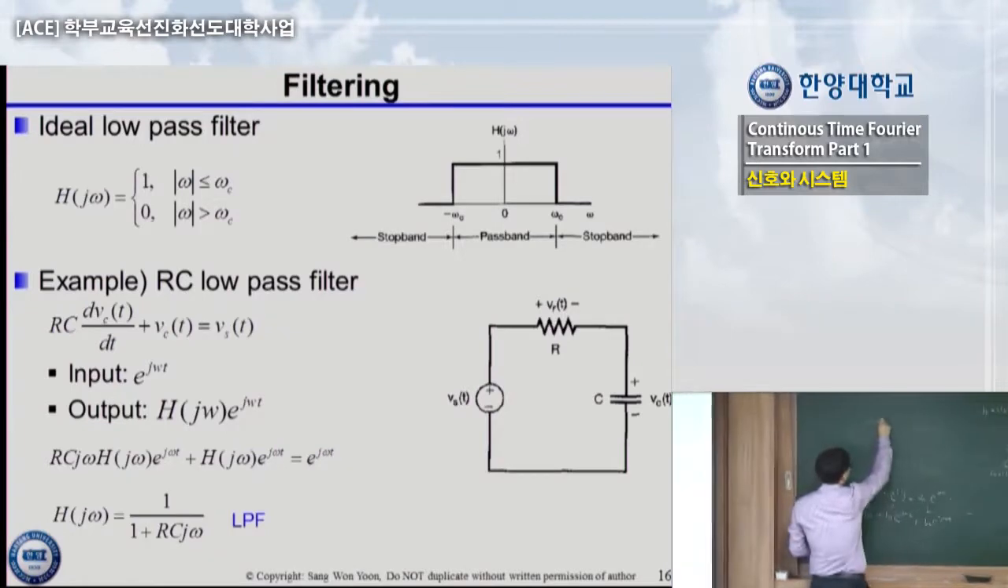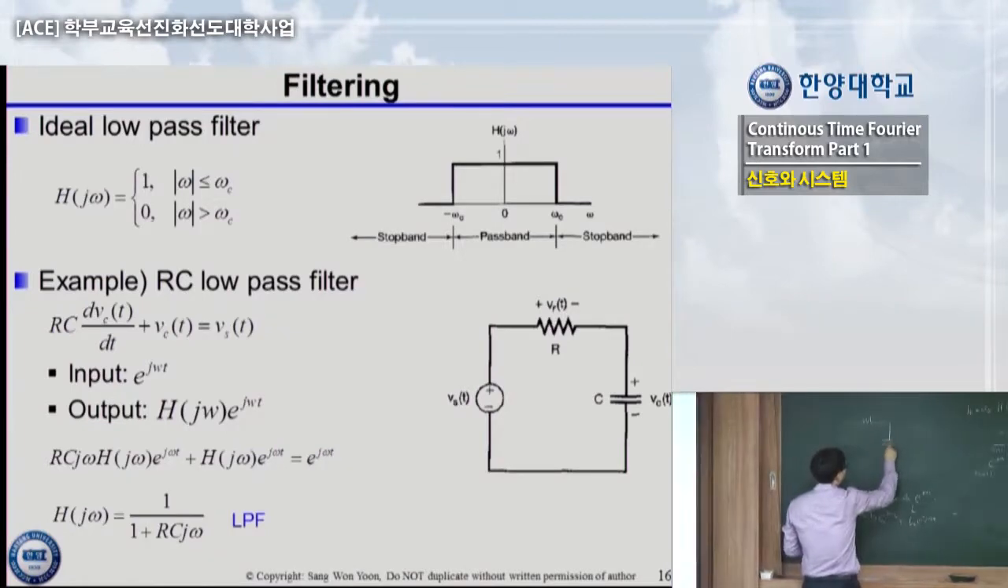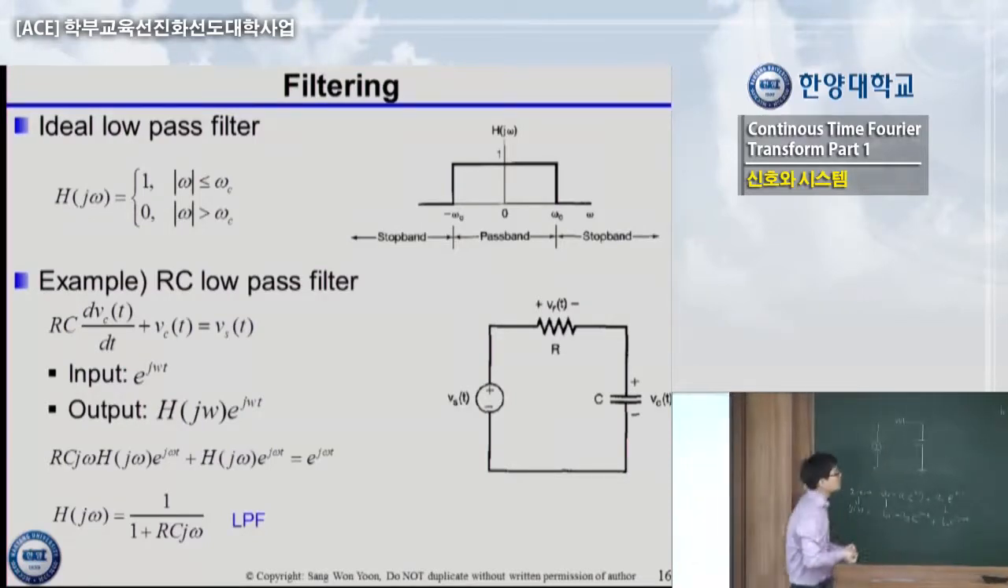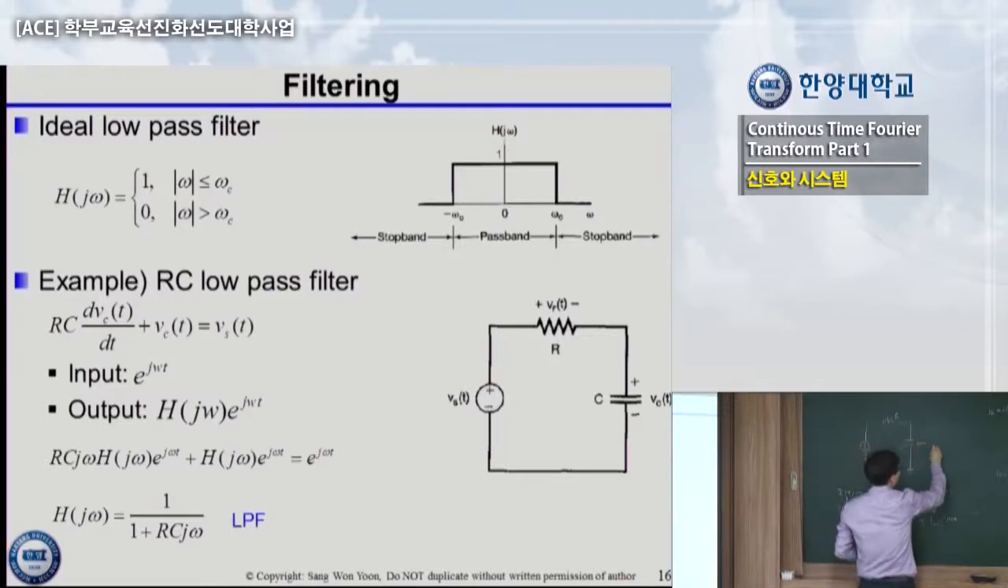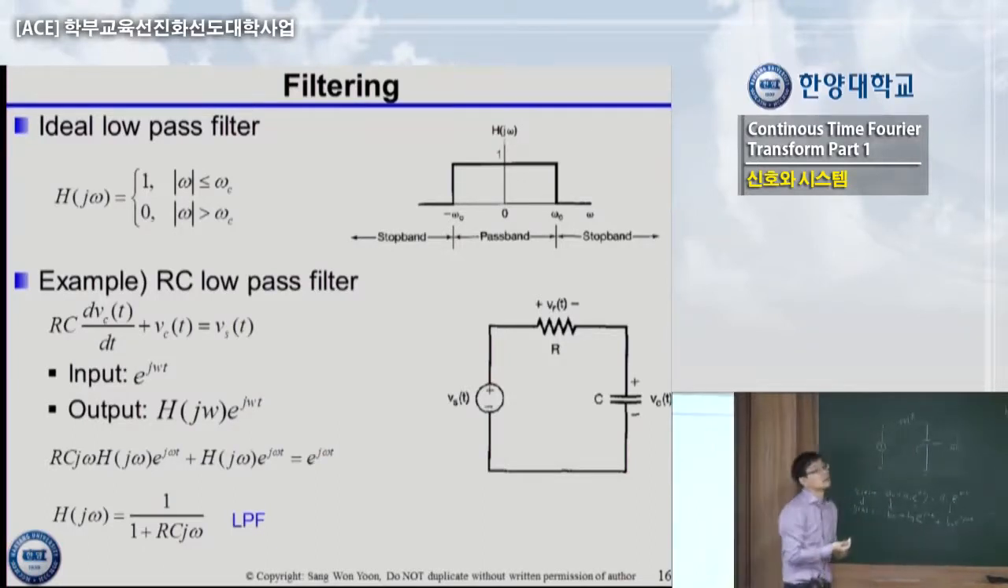Say that this is our filter, this is our input. Let's have the relationship of it. For example, this one is R, this one is C, so corresponding impedance is what? 1 over j omega C. Right?